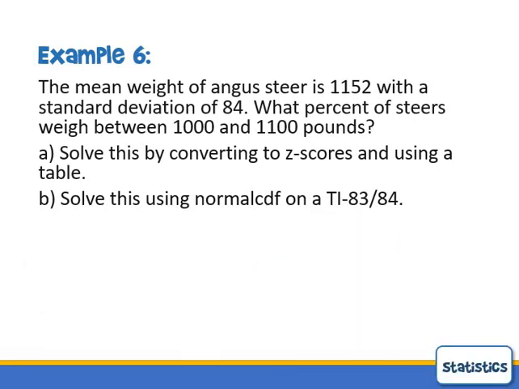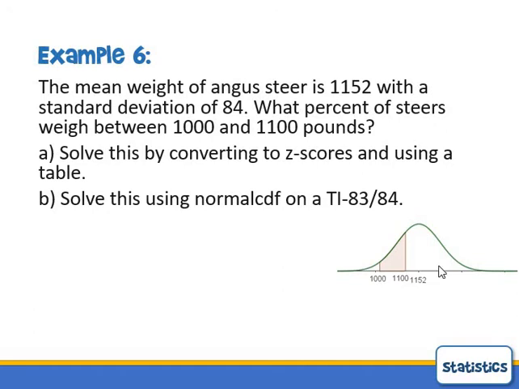I'm going to do one more. This one's definitely easier with the calculator because you have an upper and a lower bound given in the problem. The mean weight of Angus steers is 1,152 pounds with a standard deviation of 84 pounds. What percent of steers weigh between 1,000 and 1,100 pounds? And again, we're going to assume it's a normal distribution. So do it with z-scores, do it with calculator. So z-scores are always a little harder when you have to do the area between because the table is just set up for less than problems.